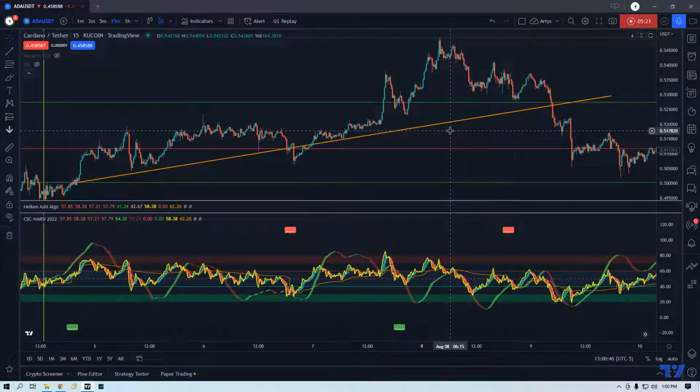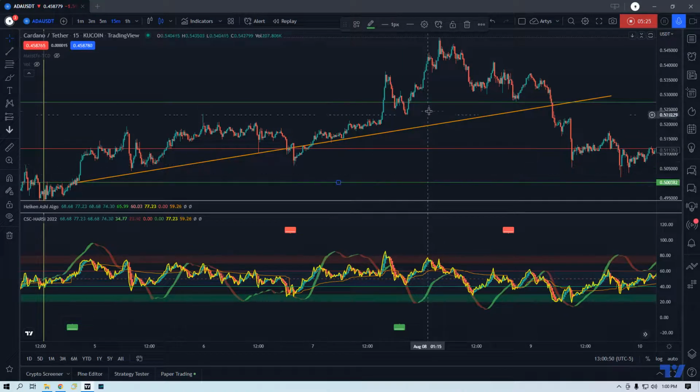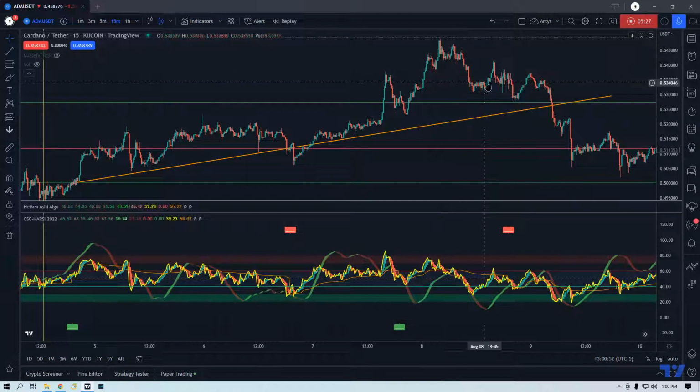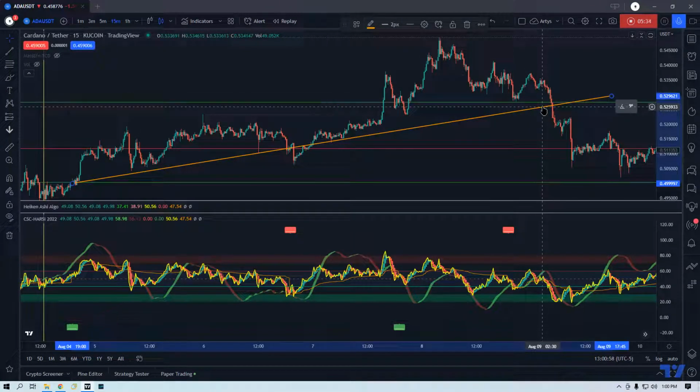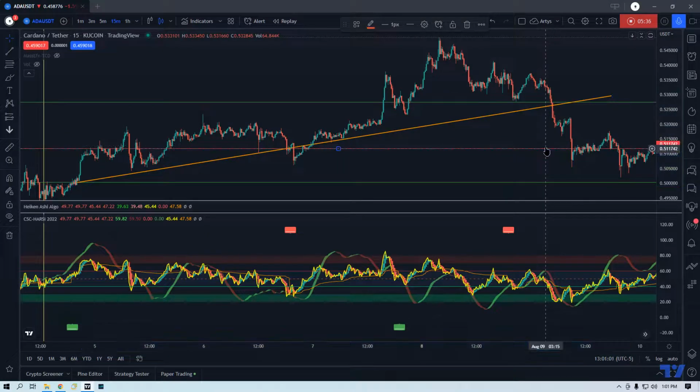So what do you do now? Remember these levels that you drew earlier? You can target them for your shorts. And as you can see, price moves down, okay? Not only does it break through your support level, it breaks through your trend line. So you can target the next level down. If you want to go further, you can target that previous swing low. And if you look left and right, that's exactly where it goes to.